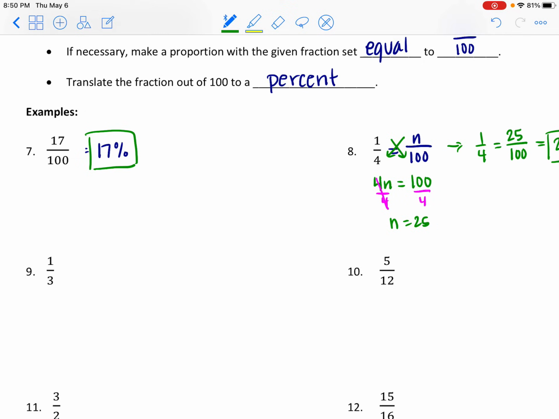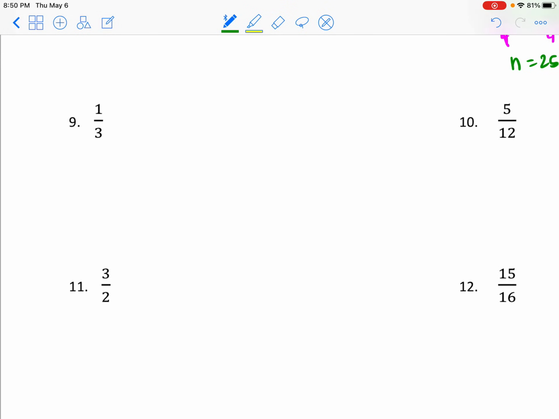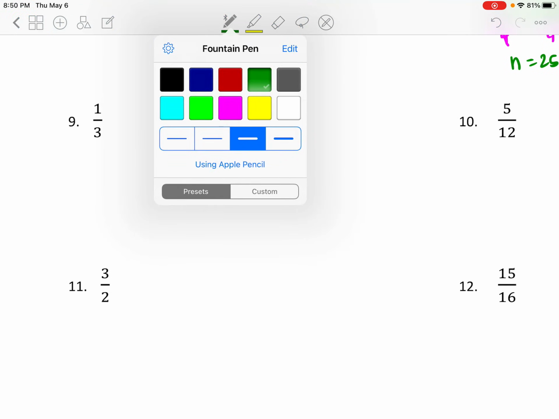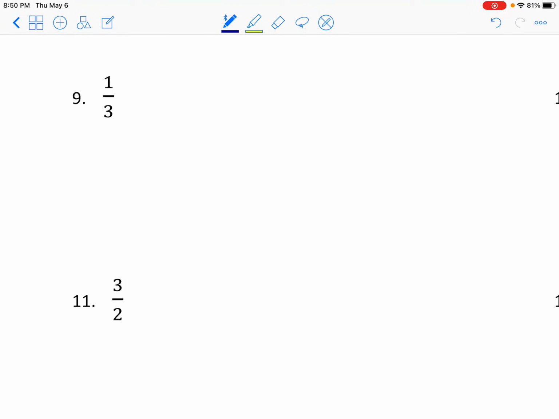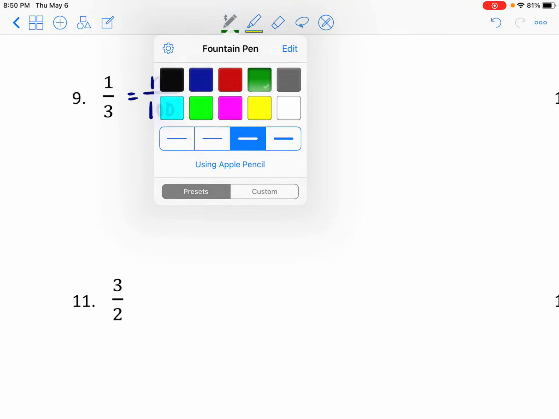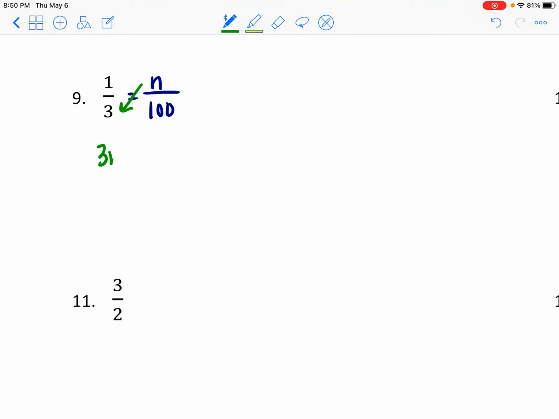Let's start boxing. Now I want to box everything. All right, let's try that again here. That one worked out kind of nicely. They don't always work out so perfectly. Again, I'm going to make this a proportion. 1 is to 3 as what is to 100. 1 out of 3 is what out of 100. That's going to give me my percent. So I'm going to cross multiply. 3 times n is 3n. And 1 times 100 is 100.